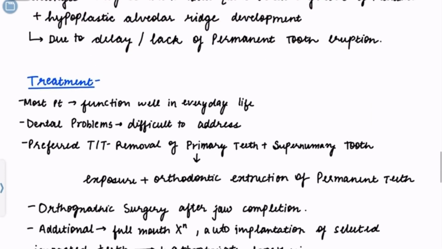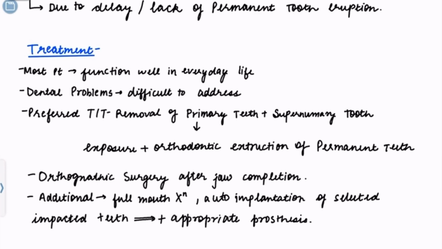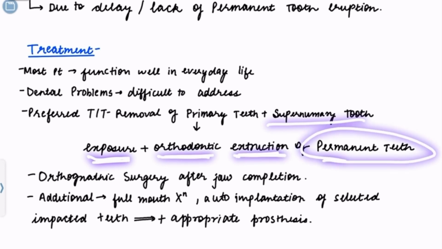Now let's see the treatment. Most patients function well in everyday life, but there are dental problems which are difficult to address. The preferred treatment is removal of primary teeth because they are over retained, and supernumerary teeth, and then we will expose and orthodontically extrude the permanent teeth.